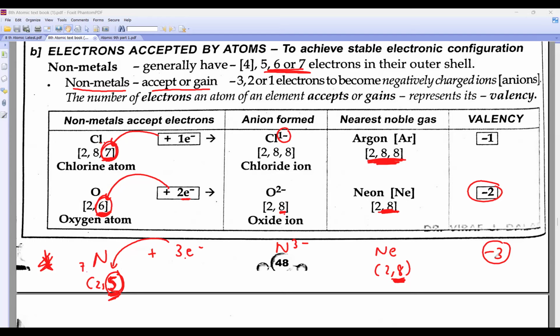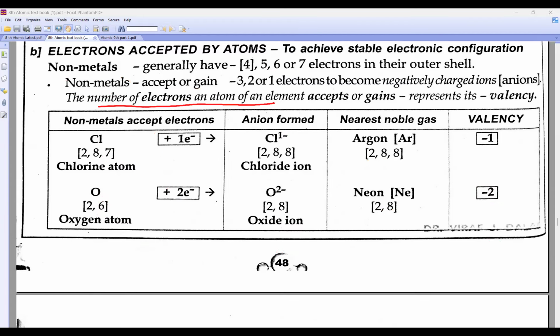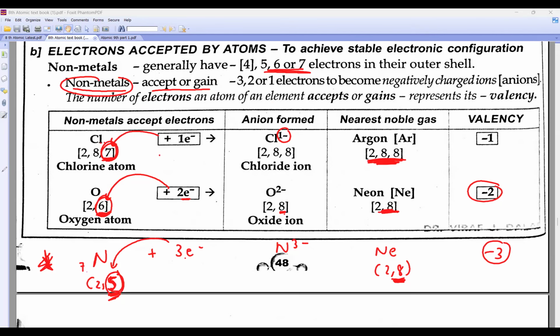And if the outermost shell has 1, 2, or 3, then it will always lose. The one who gains electrons is a non-metal. So you can write this nitrogen example. I want you to write this example of nitrogen, and it will become this. You have to write the name of this. This has become 2, 8.